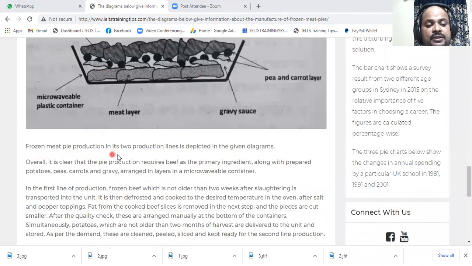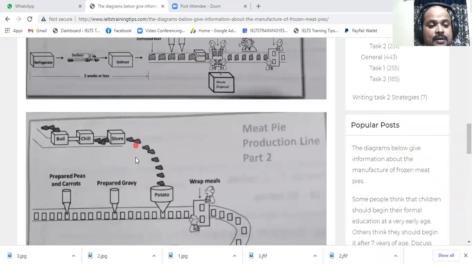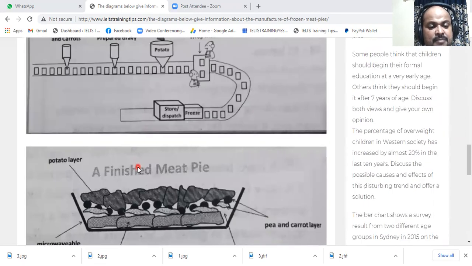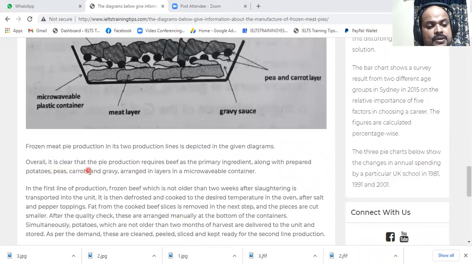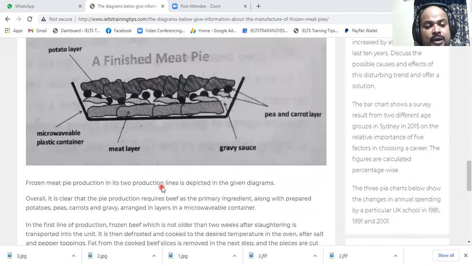Frozen meat pie production in its 2 production lines is depicted in the given diagrams. You can see there 1, 2, 3. This is the meat pie production. Overall, it is clear that the pie production requires beef as the primary ingredient. You can see there in the picture, along with prepared peas, carrots, gravy, arranged in layers in a microwavable container.